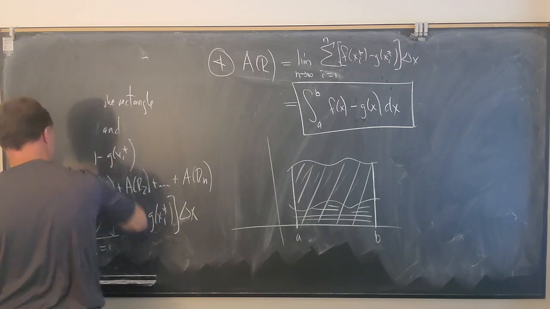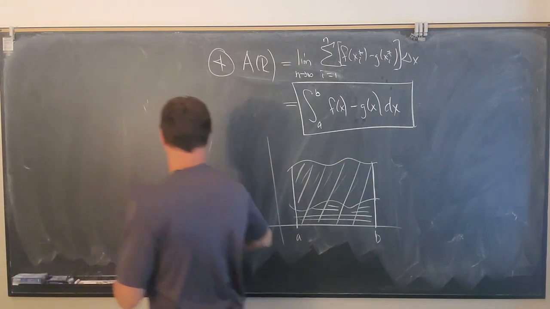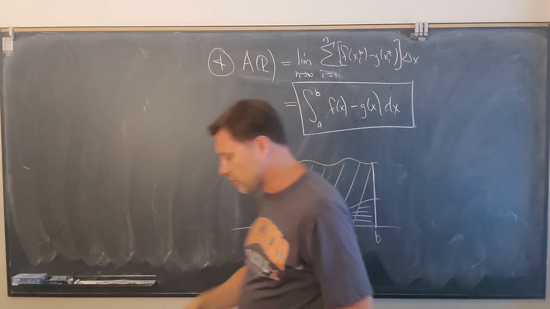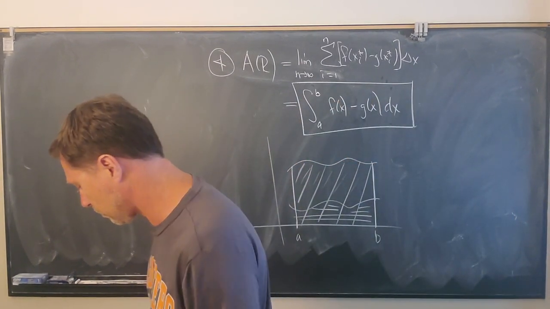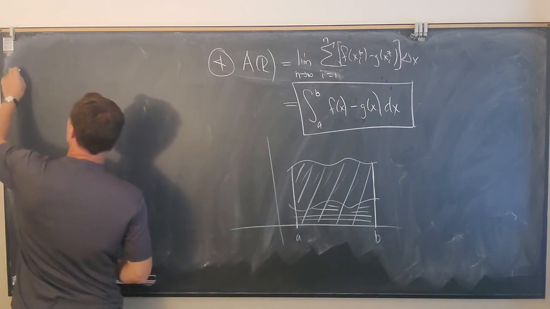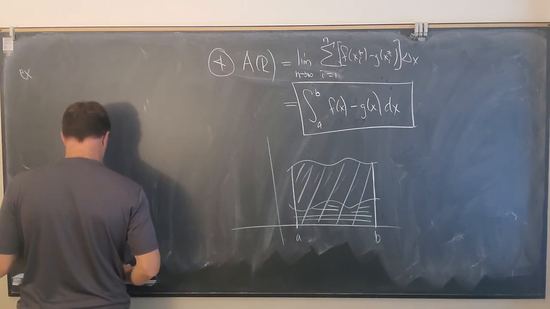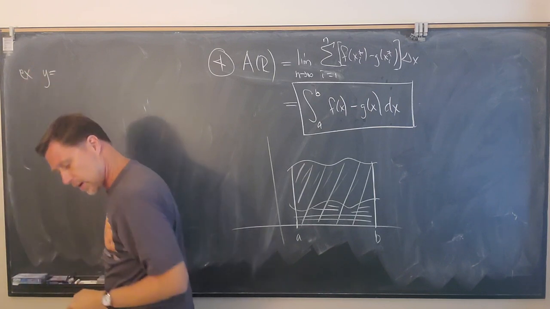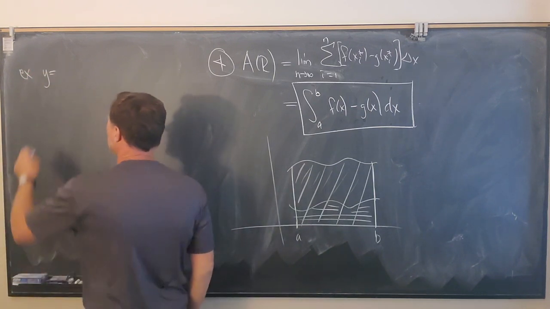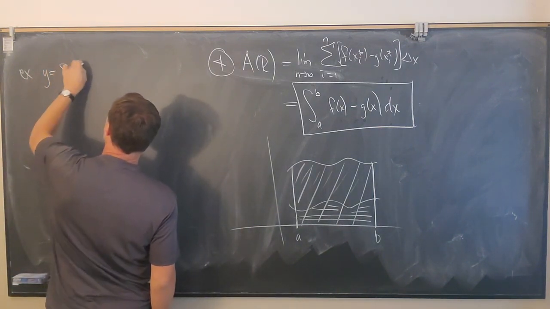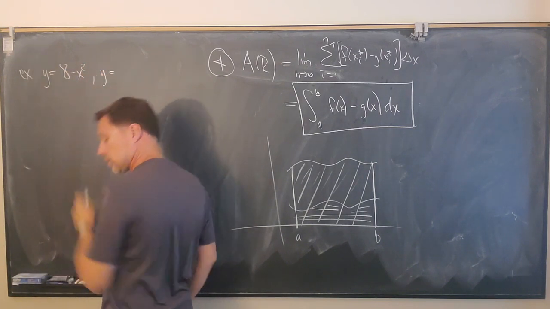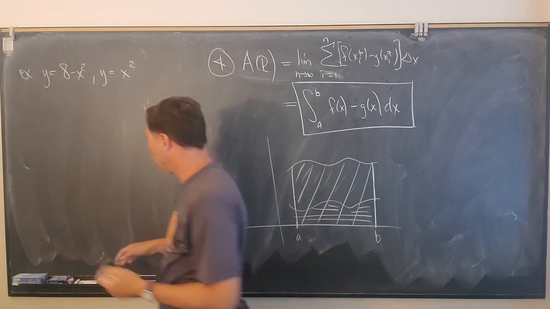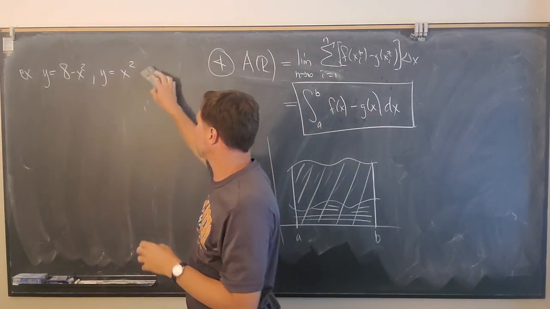All right, but in the end, to compute the area between two curves, it's a definite integral, top curve minus bottom curve. All right, so let's try some examples now. So first example, and the instructions will be the same. I'm going to draw the picture. So here are our graphs, y equals 8 minus x squared, and y equals x squared. Right? And our goal is to find the area between the graphs of these two functions.